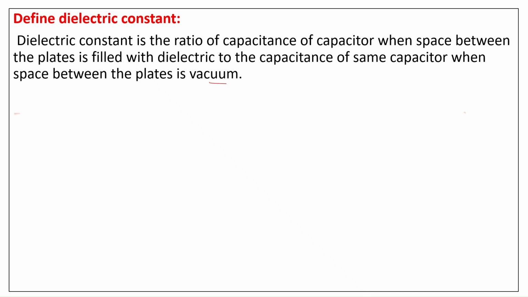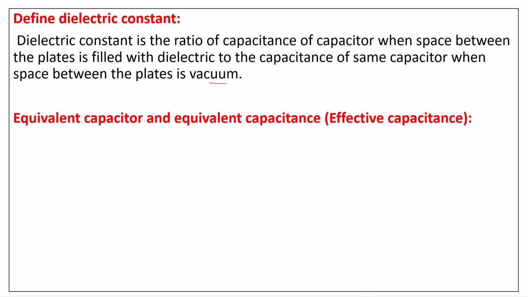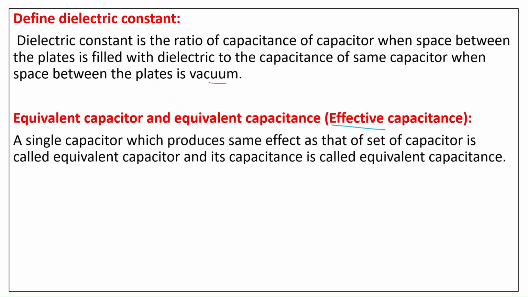Next, equivalent capacitor and equivalent capacitance, effective capacitance. A single capacitor which produces same effect as that of set of capacitor is called equivalent capacitor. And its capacitance is called equivalent capacitance.